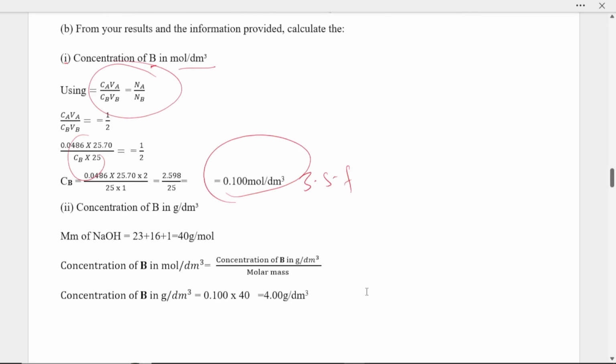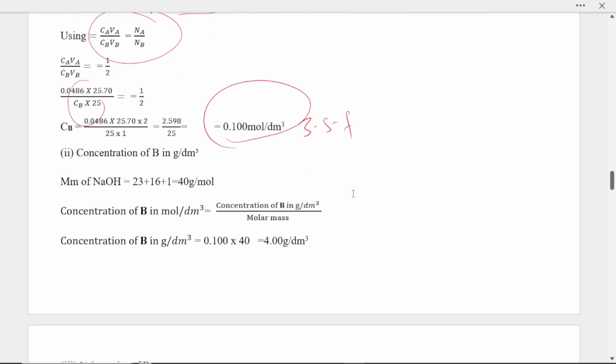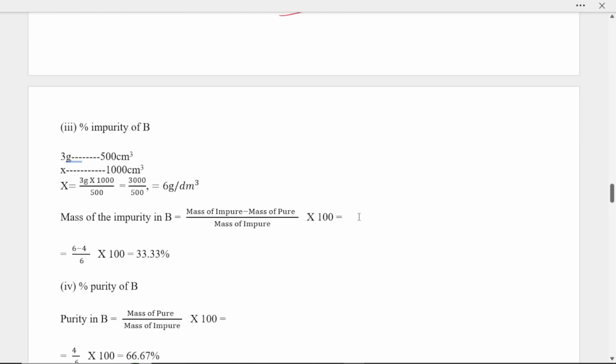So let's calculate the concentration of B in gram per dm³ as requested by the question. Of course, your molar mass, you should know how to do that now. Make sure when you're calculating molar mass, your correct unit is gram per mole to score. So concentration in mole per dm³ equals concentration in gram per dm³ over molar mass. The molar mass is 40. All you need to do is to cross multiply. That's 0.1 times 40, which gives you 4.00 gram per dm³. Your gram per dm³ can be in 2 significant figures. You will not be penalized for that. All right, hope you are taking notes. Now, can you see what I said?